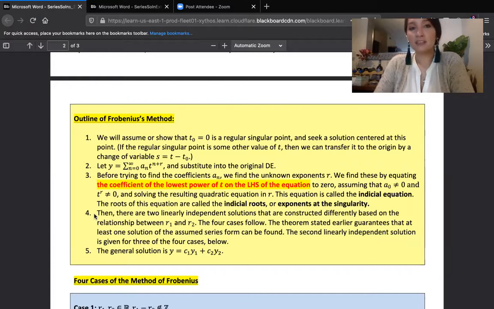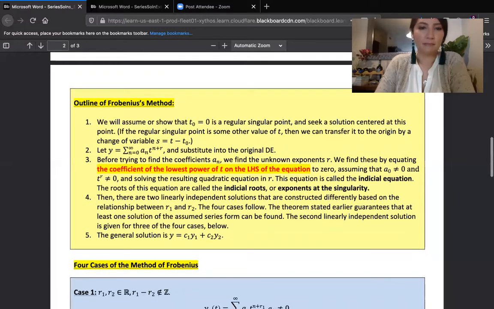And then you'll have 2 linearly independent solutions, but they're constructed differently depending on the relationship between the 2 values of r, which we'll call r sub 1 and r sub 2. There are 4 cases. We're only going to look at 3 of them. The 4th one we are not covering even in our extra credit assignment.